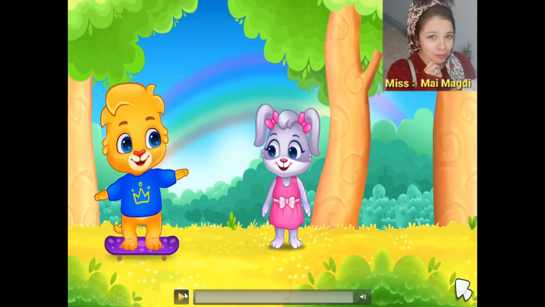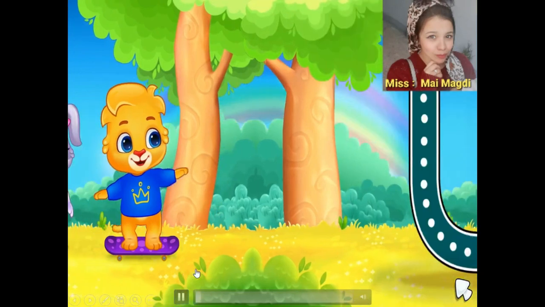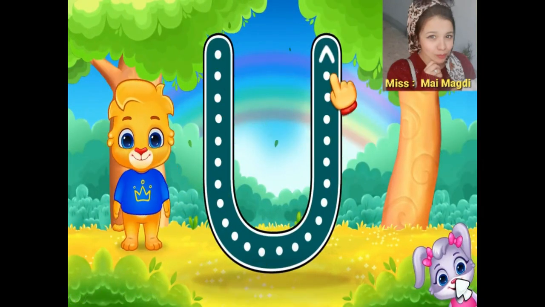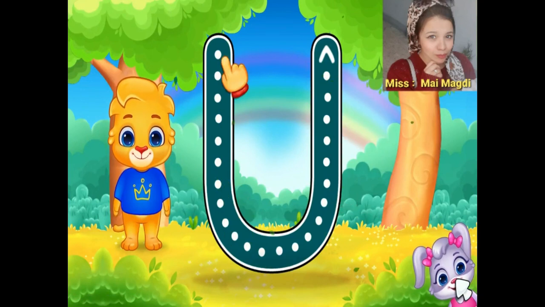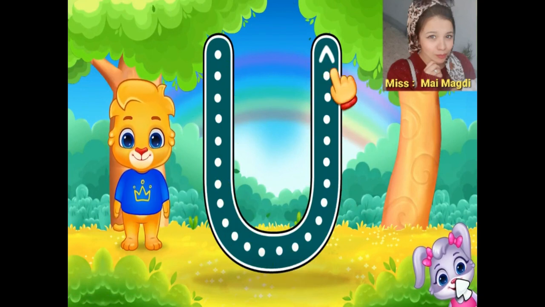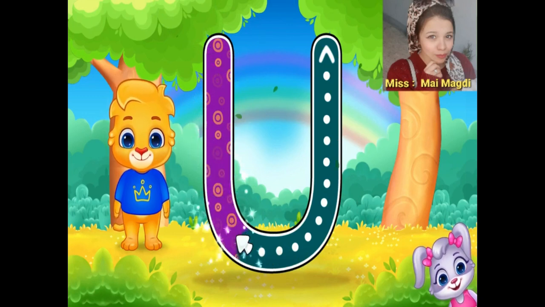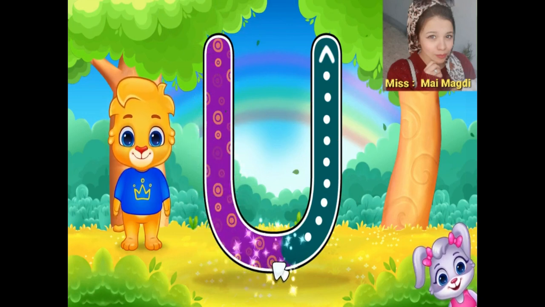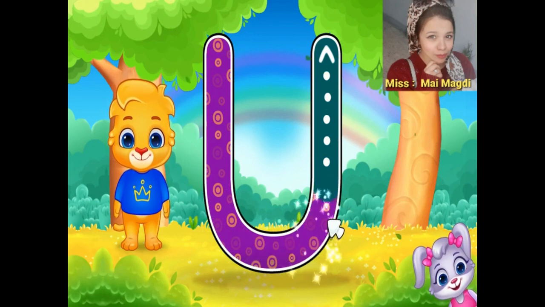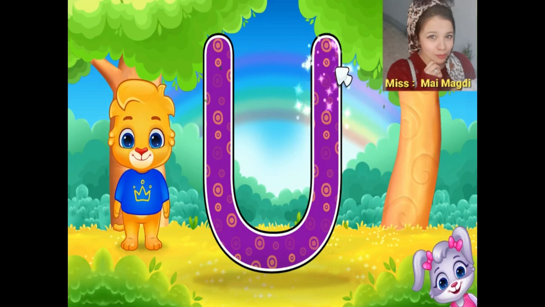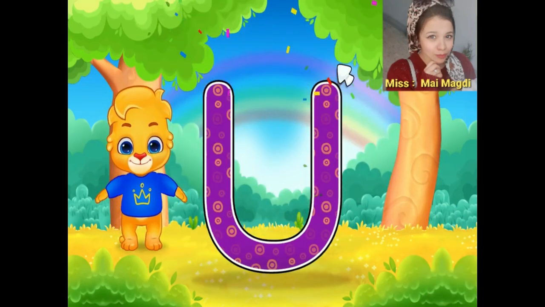Let's start. How to write letter U? This is letter U. Start from the top and go down and around to the bottom. Then go back up to the top. Excellent! Bravo, well done!